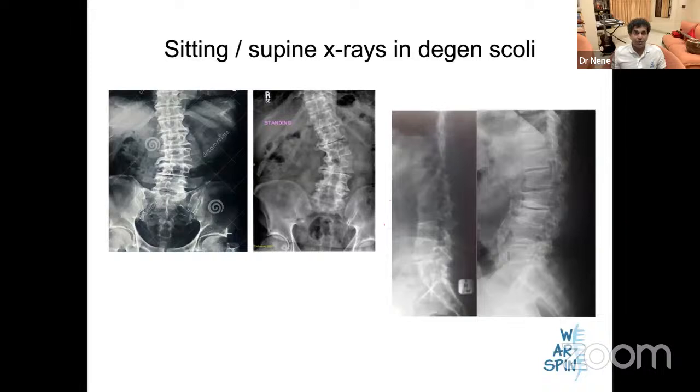And one of the pearls here is that for every degen scoli that you see, you should have what we call a sitting supine X-ray. It could also be a standing and a supine X-ray. But you should have a comparison of how the spine looked on the AP view on loading and on offloading, and on the lateral view on loading and on offloading. And that tells you, for example, here, you can see a significant difference in the kyphosis the minute the patient stands up, which could have fooled you when the patient was lying down.